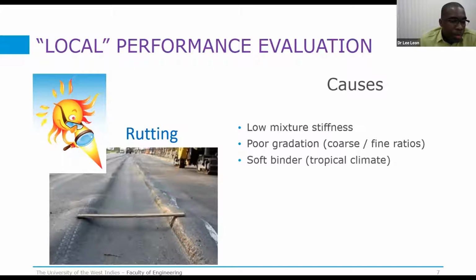the soft binder, whether the stiffness of the binder is very soft or very stiff. Typically, we should use a stiffer binder because of the high temperature we have locally. But as Dr. Ian said, there's a balance between the amount of binder you could use or the stiffness of the particular binder to use for asphalt concrete, because one can lead to the next. So you reduce rutting, but then you increase cracking. Poor construction.